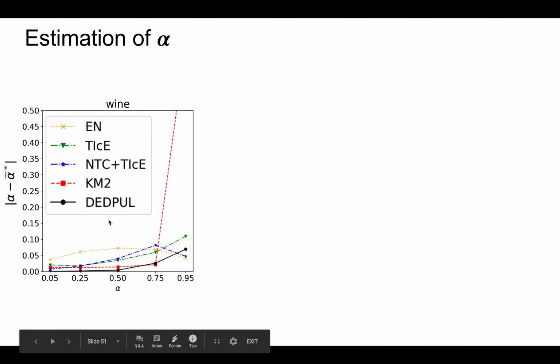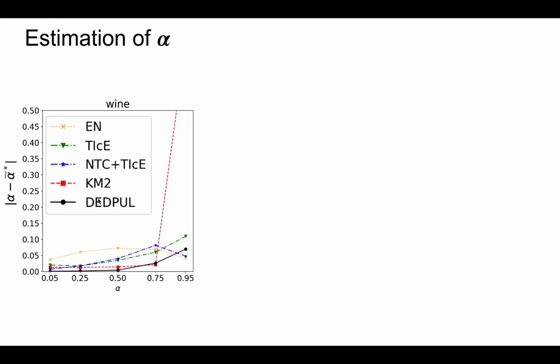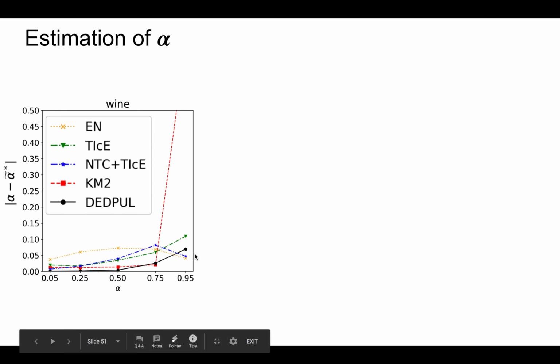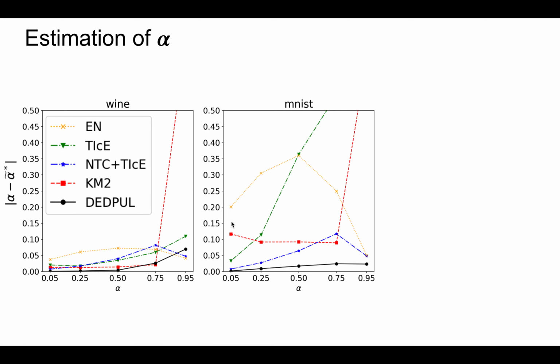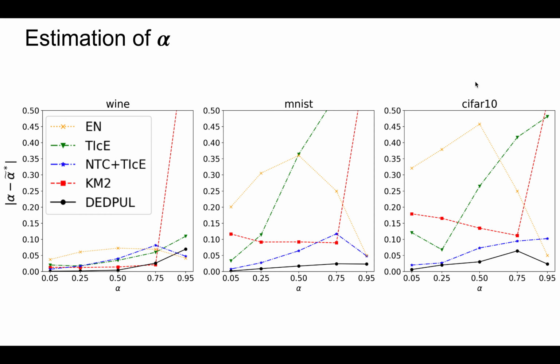And the methods are DEDPUL, in black, three state-of-the-art methods, and Elkan and Noto, which is a baseline, also based on a non-traditional classifier. So here we can see that DEDPUL performs better than all the methods, but the margin is not too high. But when we move on to MNIST or CIFAR-10, which are more complicated datasets, we can see that other methods become much worse, whereas DEDPUL just performs well on all the problems.